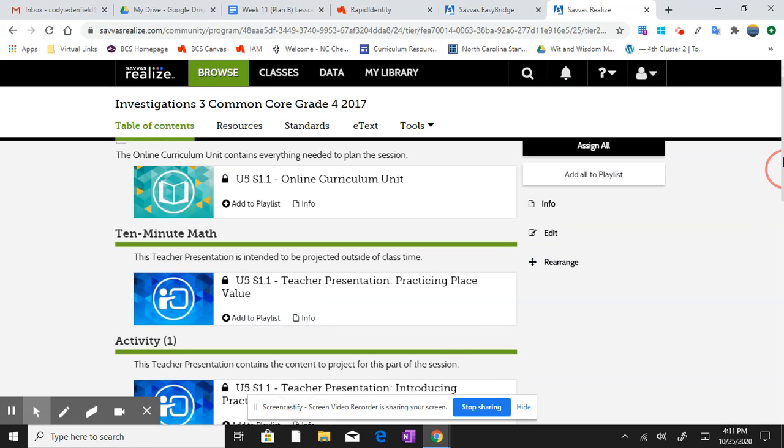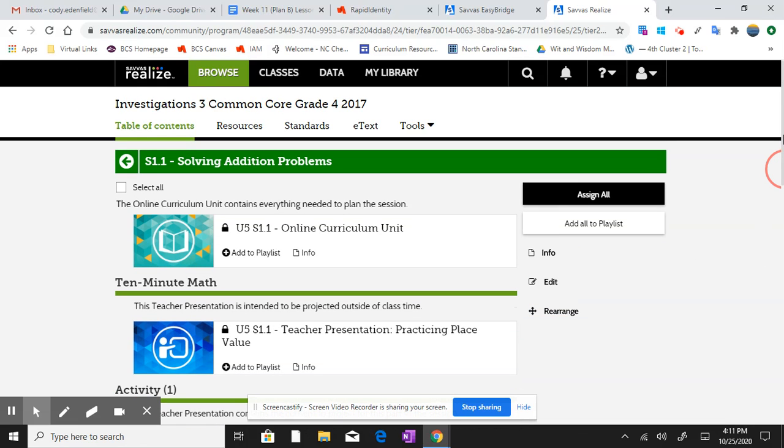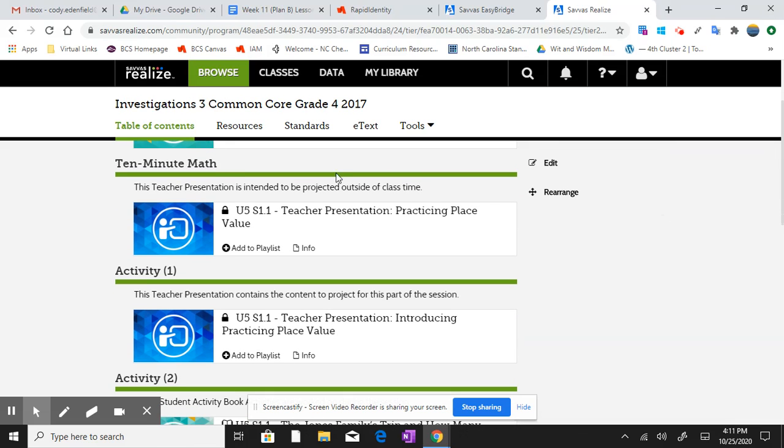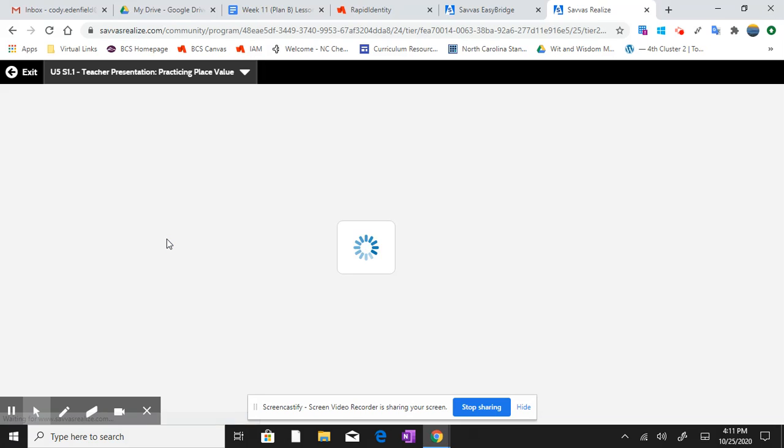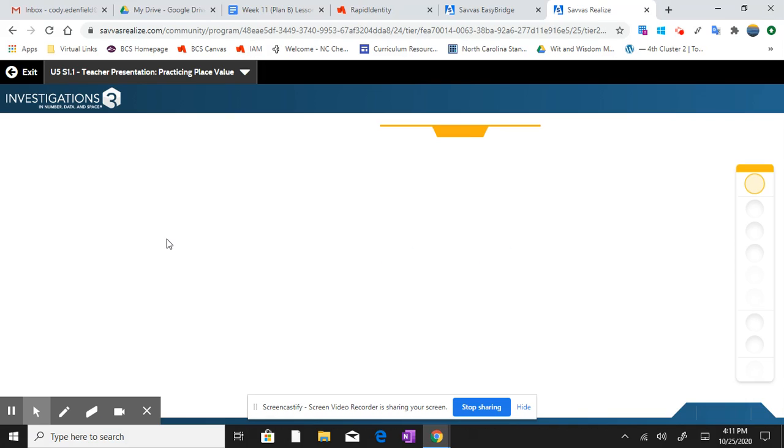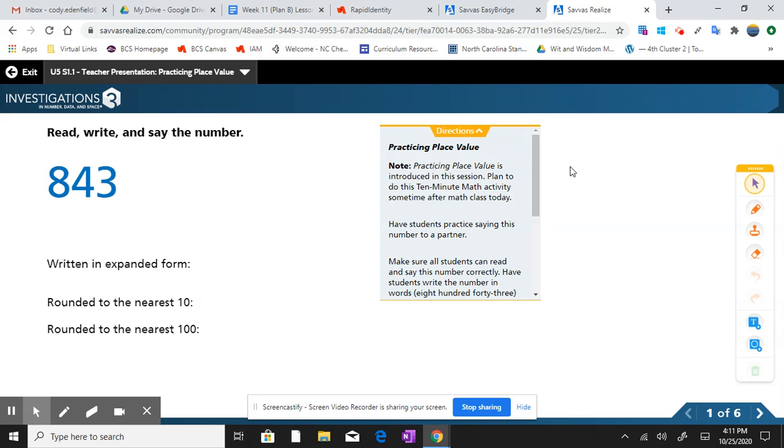So as you can see, I am in Savvas, which is our math program, and the first thing I'm going to do is 10-minute math. So what I need you to do is get out your math notebook. We're going to do this in your notebook, and then you're going to transfer your answers into the assignment in the classroom.